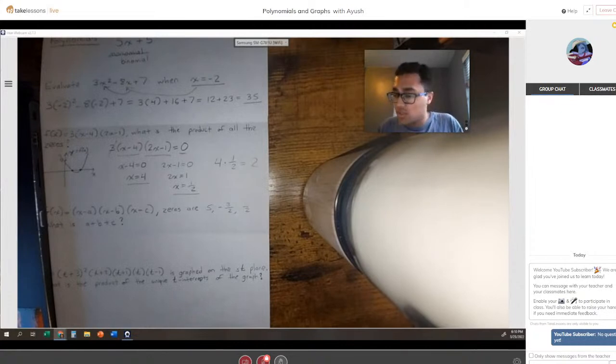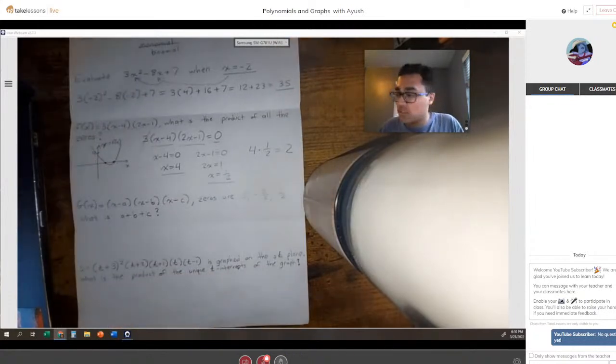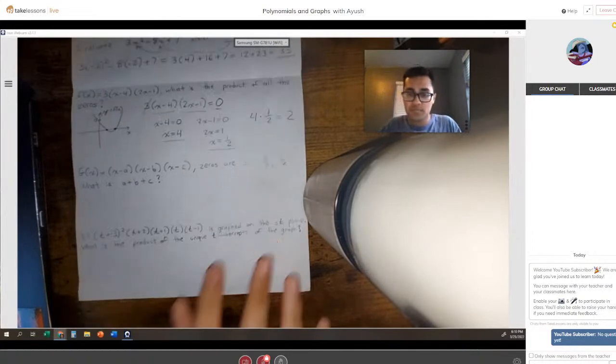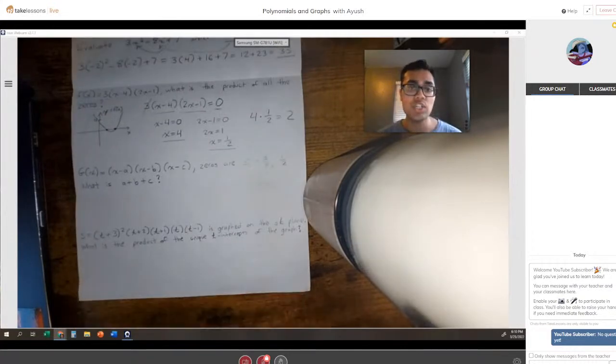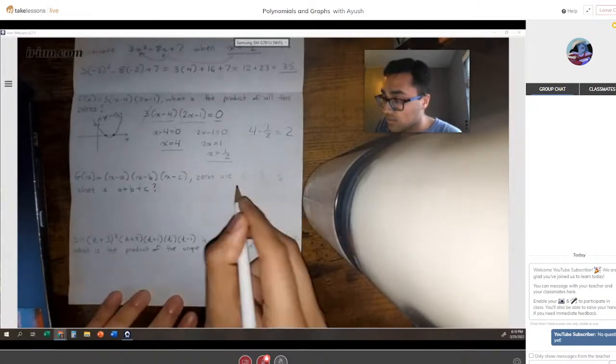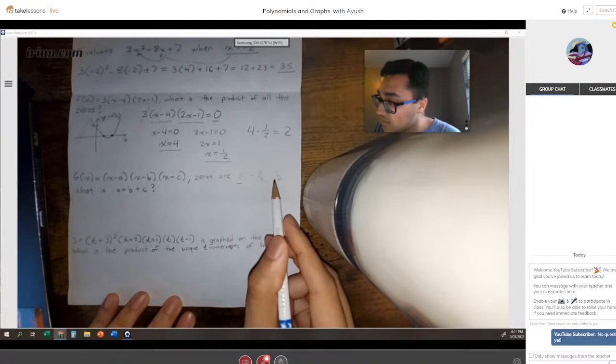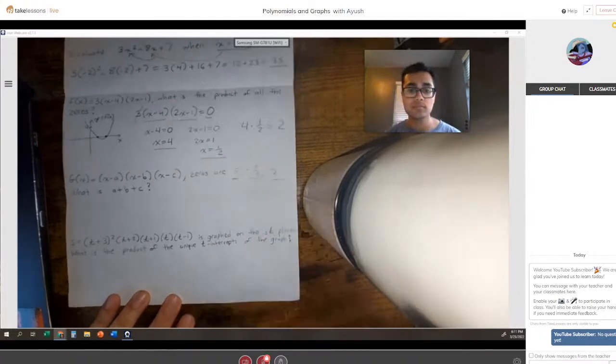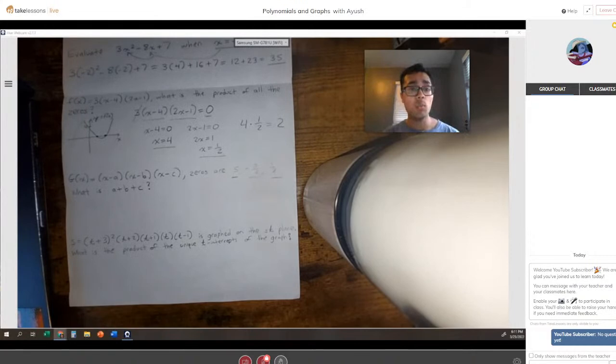So we're going to do another question, which is similar in nature to this one. We have the function g of x equals x minus a times x minus b times x minus c, and it's telling us that the zeros of the function, now in this case, we already have the zeros, are, and I'll read them out, 5, minus 3/2, and 1/2. The question is asking, what is a plus b plus c?